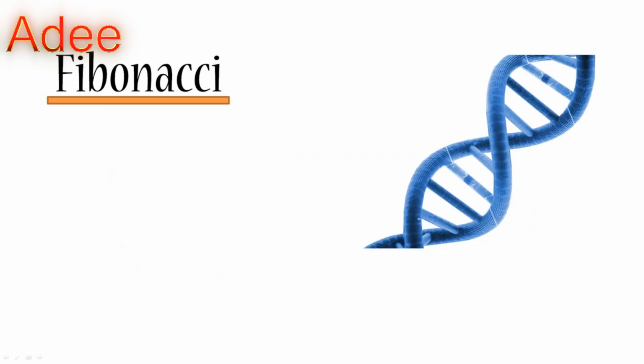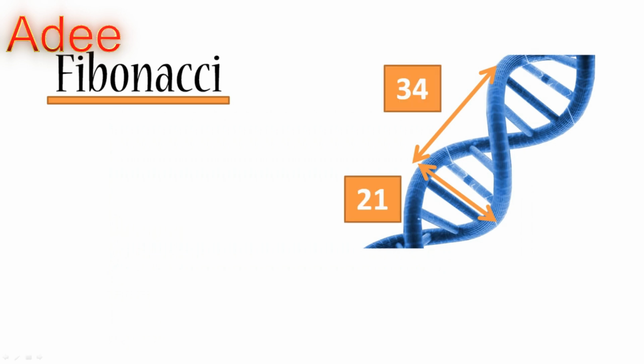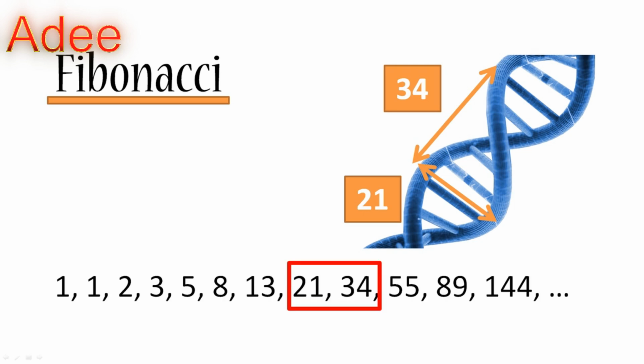And if we measure its width and its length, then they will be exactly 21 angstrom and 34 angstrom, where angstrom is a unit of measurement for various little things. And if you recall, 21 and 34 are actually in our Fibonacci sequence. A coincidence? Maybe. But that's quite a lot of coincidences.